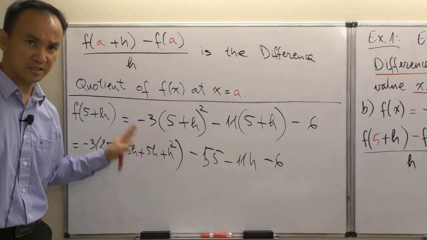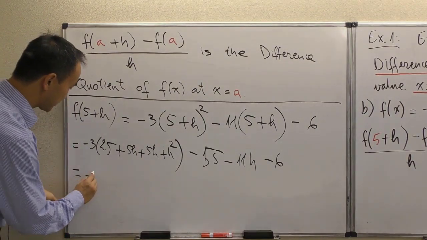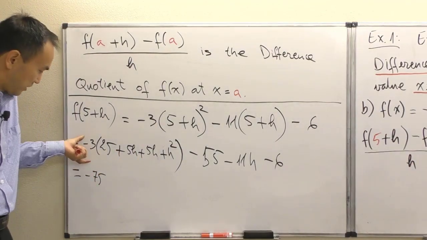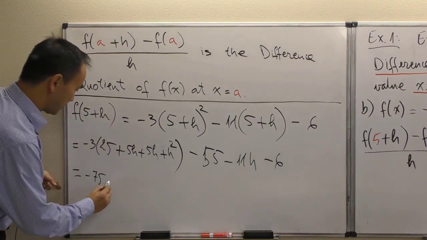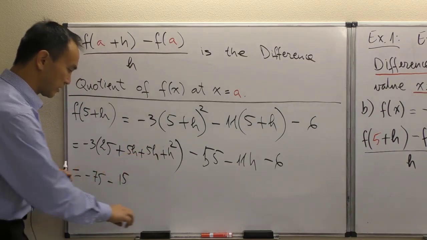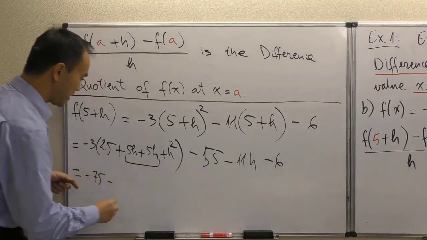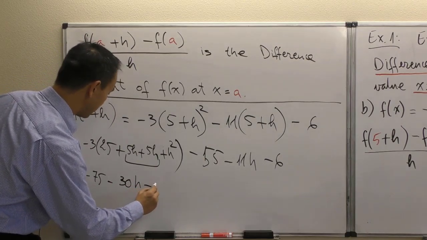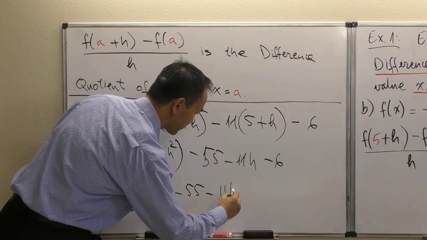And I'm working on this here completely on scratch work right now. And then the minus 3 comes in, so that makes it minus 75. And now I can also remove the parentheses here. That's the point, because we're now distributing that minus 3. Okay, and then minus 15. And here I can actually also combine the two like terms here. So that was a plus 10. These two combined together is a 10h. So together with that minus 3, it's minus 30h. Minus 3h squared, minus 55, minus 11h and minus 6.